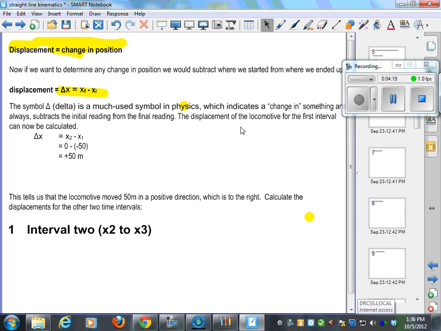delta x is equal to xf minus xi, right? Now, we saw that when we did the vector stuff, right? xf minus xi. The symbol, the triangle thingy, the delta, is a much used symbol in physics.